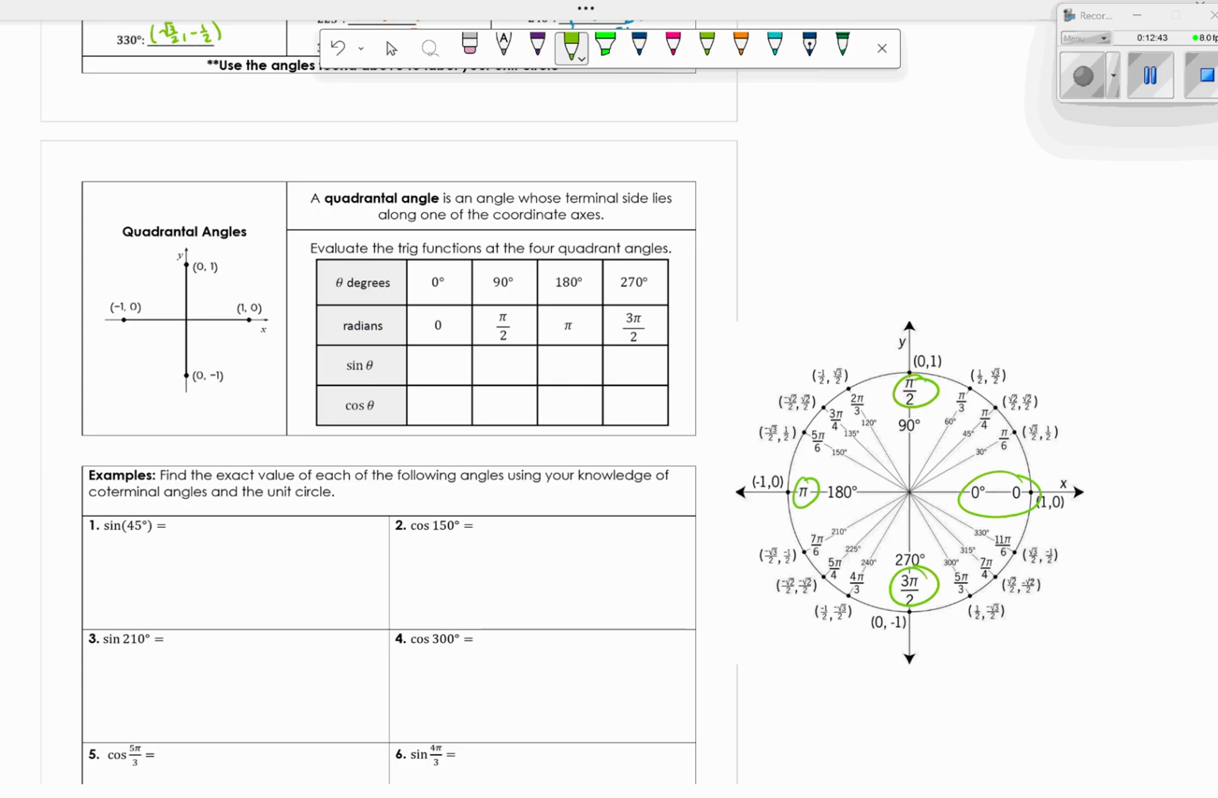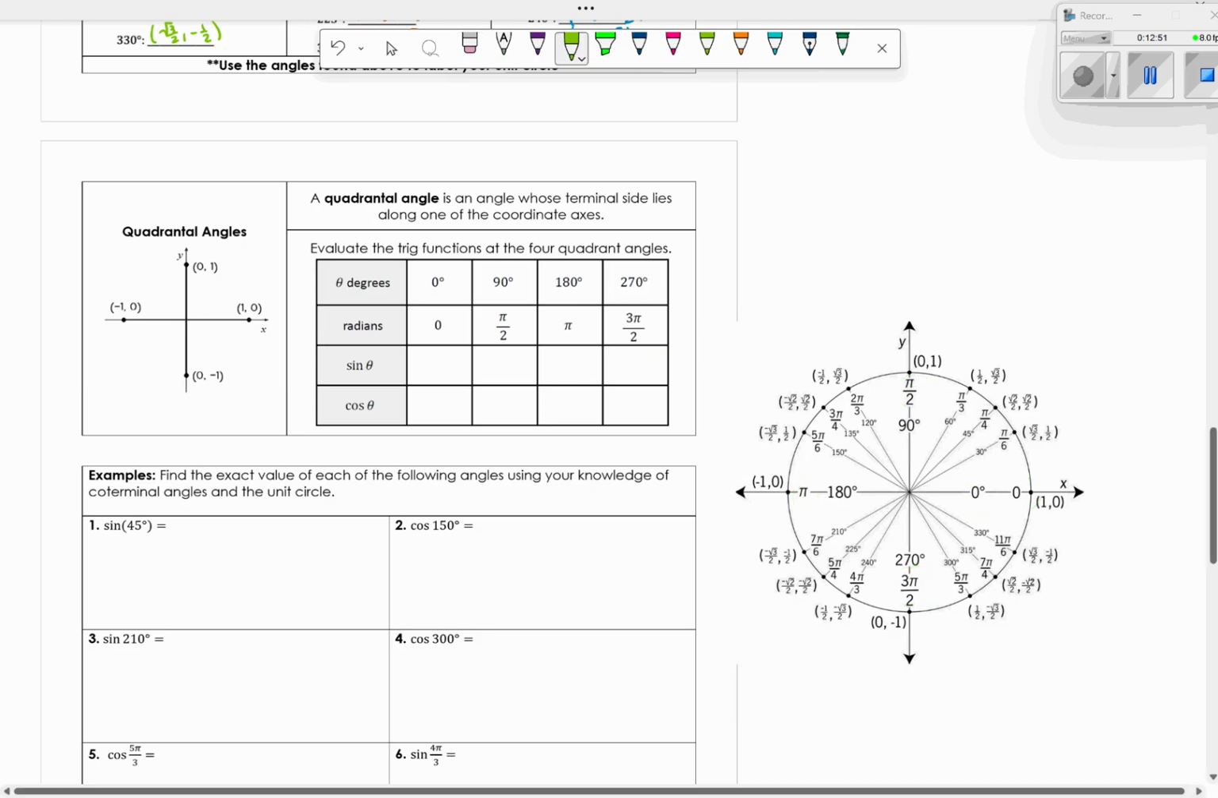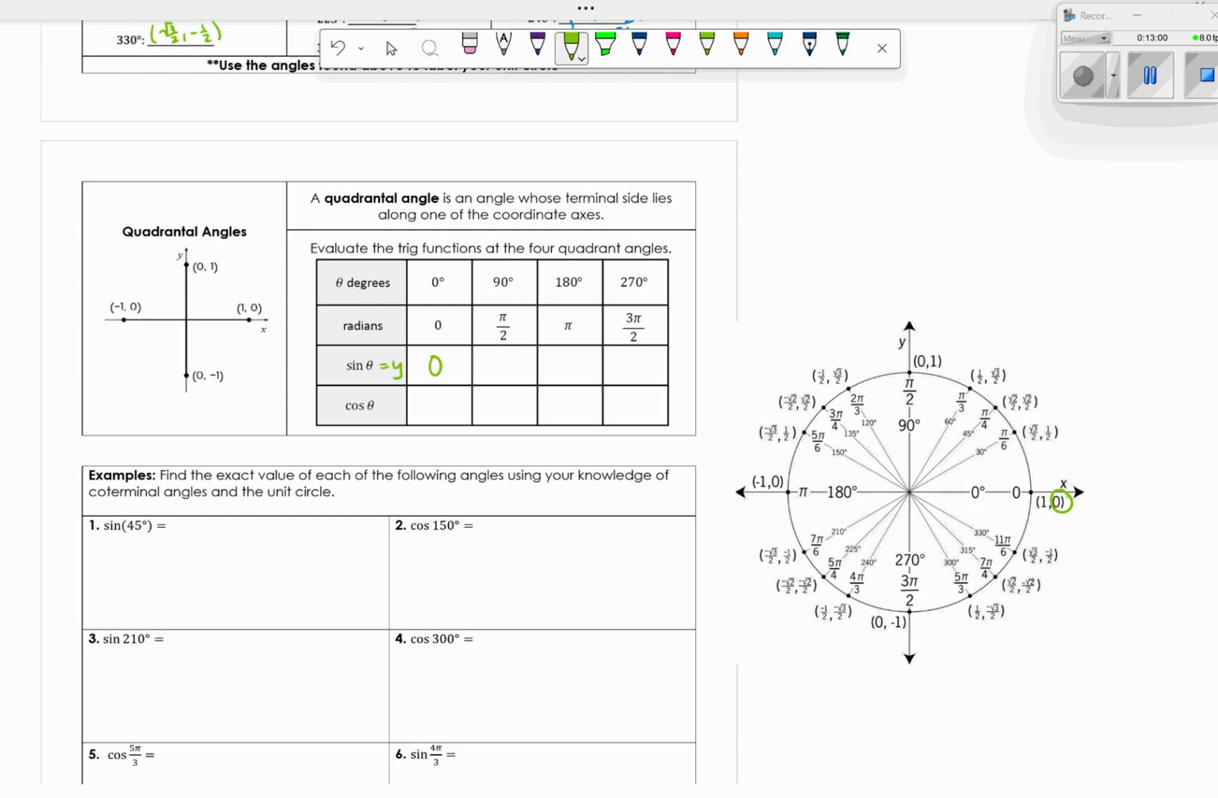So then the sine of 0 degrees or 0 radians, the sine, remember, is your y coordinate. So on my circle, what's the y coordinate here? The y coordinate is equal to 0. The cosine, of course, is the x coordinate. So what's the x coordinate? It is 1. So then what about the sine of 90 degrees, or pi over 2? So 90 degrees is here. The sine is the y coordinate, so that would be 1. And then the cosine would be 0.